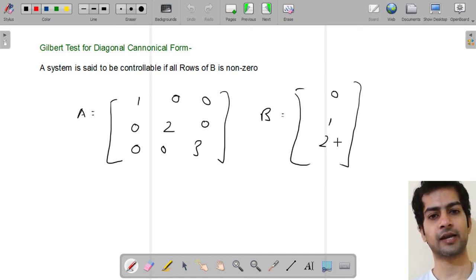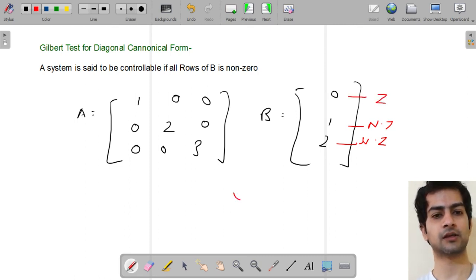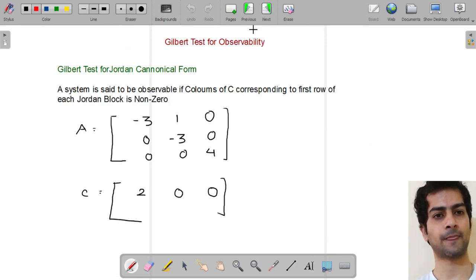So here we can see that this row is not zero, this row is not zero, this row is not zero, but this row is zero. So this system is uncontrollable. Very easy. For DCF, first we have to identify whether our matrix is DCF or not. And once we are able to find that out, then we just have to see that all rows of B are not zero.